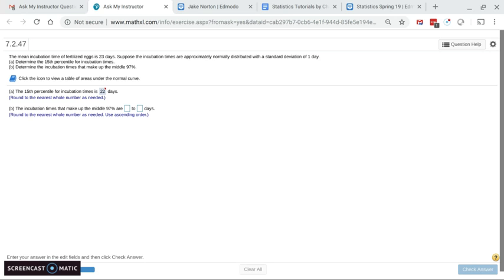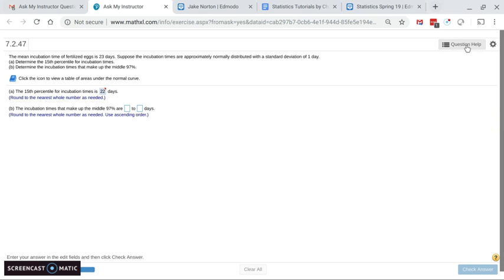Okay, here's number 18 on the 7.2 homework. So we have a mean incubation time of fertilized eggs being 23 days. Suppose the incubation times are approximately normal with a standard deviation of 1 day. We're asked to determine the 15th percentile of incubation times.